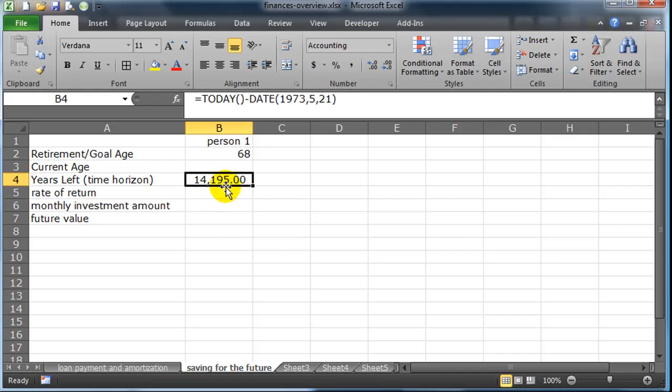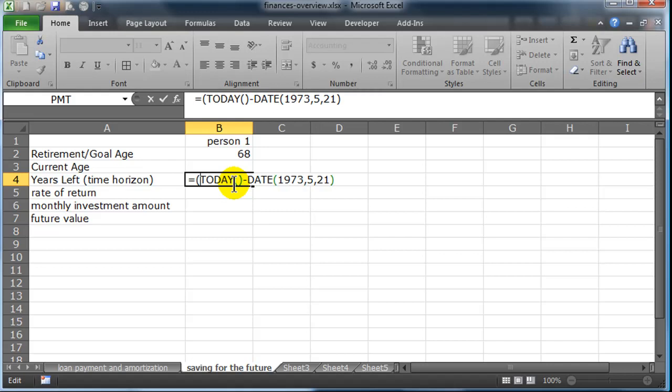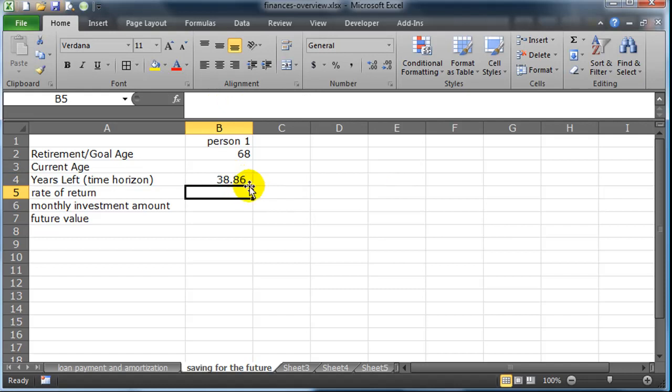Okay, so I'm going to say, well, I don't want it to be in days. I'm going to take this whole thing and close it in parentheses, and I'm going to divide by 365.25, which is the number of days per year. Don't forget leap year, so we just had a leap year. And I'll press enter. And now we can really see, all right, I'm 38.86. Okay? And since I'm incorporating my current age in with my years left calculation, I could delete this.